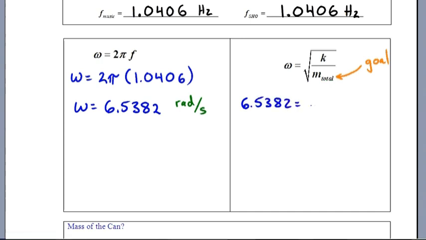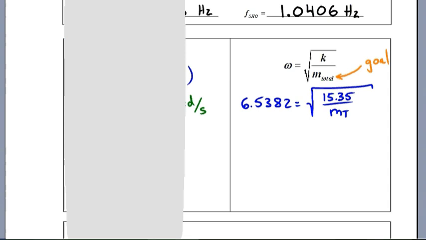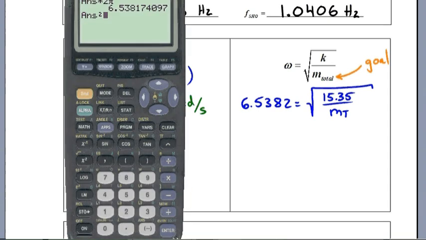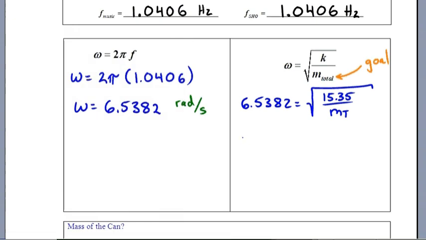So I would have 6.5382 is equal to the square root of, now again, this spring constant, 15.35. And when you go to do your assignment in a couple of weeks, it'll be that value too. Then we're going to go and look for this total mass. I would square both sides, just get rid of that root, right? So if I square that, 42.7477.